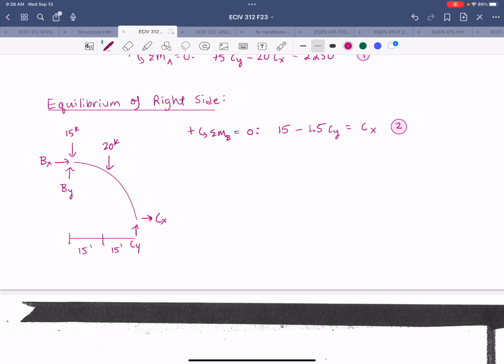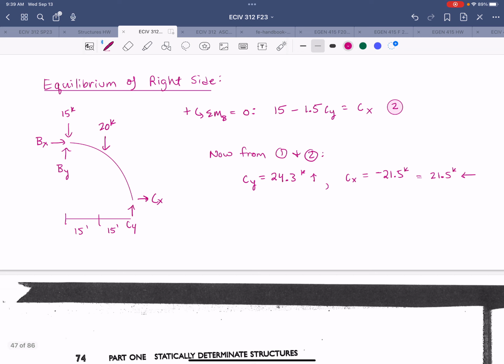All right, so now from those two equations, we can solve for Cy and Cx. So Cy would be 24.3 kips upward, and Cx would be negative 21.5 kips. Negative sign just means we assumed the wrong direction, right? So correct that in our final answer.